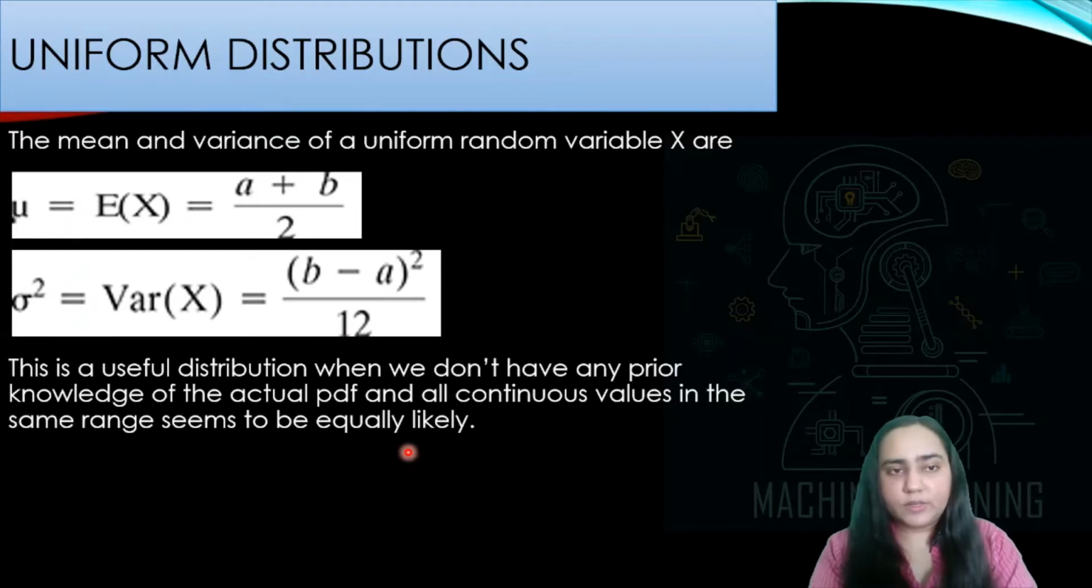If you want to calculate the mean and variance of a uniform random variable, it can be calculated like this. The mean is equal to (a plus b) divided by 2, and the variance sigma squared is equal to (b minus a) whole squared divided by 12. This is a very useful distribution when we do not have any prior knowledge of the actual PDF, and all continuous values in the same range seem to be equally likely.